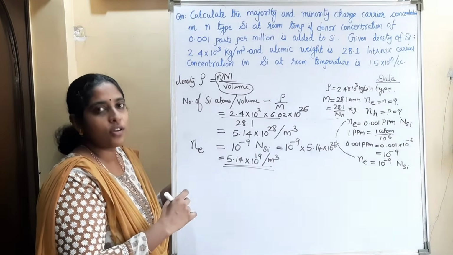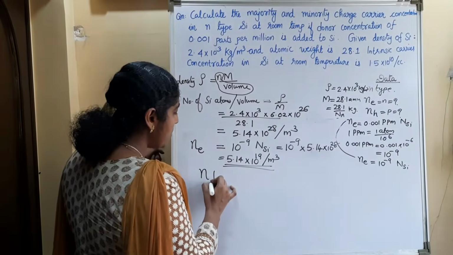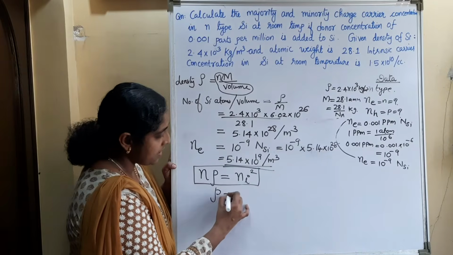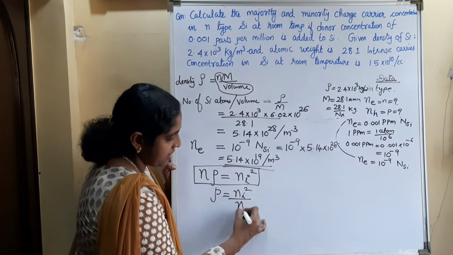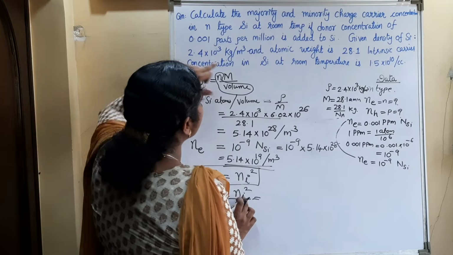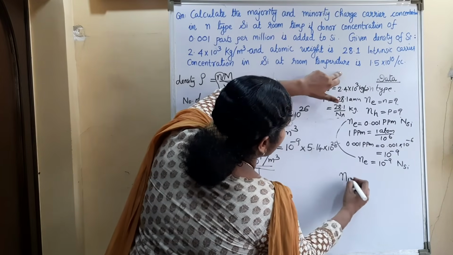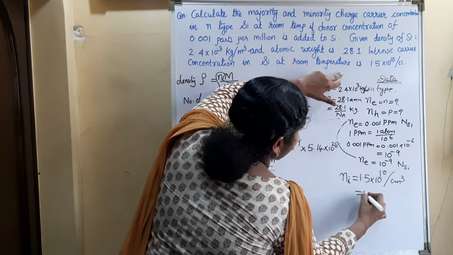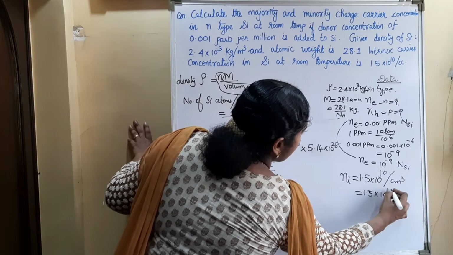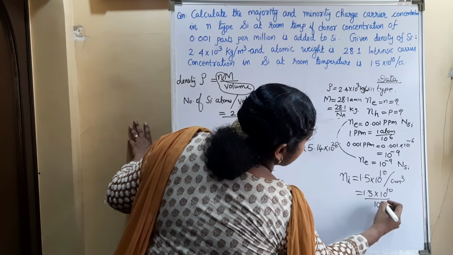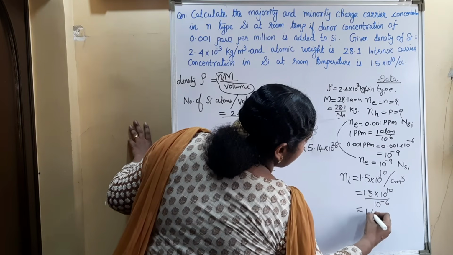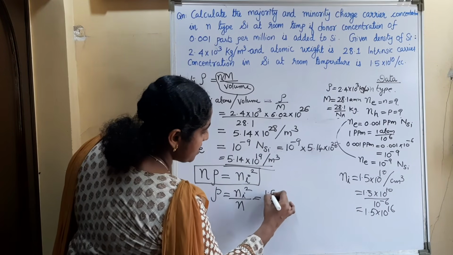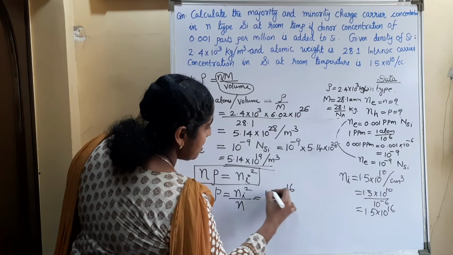Now we want to find out the hole concentration. So hole concentration we can find out from the formula np is equal to ni square. So p is equal to ni square divided by n. What is intrinsic carrier concentration? It is given that it is equal to 1.5 into 10 raised to 10 per centimeter cube. That is 1.5 into 10 raised to 10 per centimeter cube into 10 raised to minus 6 for meter cube, that is 1.5 into 10 raised to 16. This is intrinsic concentration.